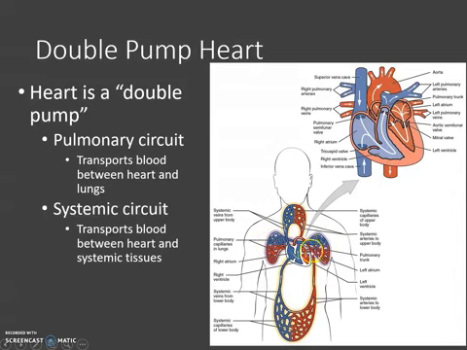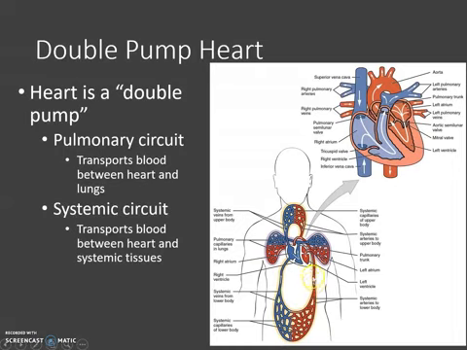So we call the two circuits the pulmonary circuit. Pulmonary refers to the lungs. And then the systemic circuit, which refers to the blood going everywhere else. And in this picture here, it's only showing one capillary bed, but in reality, the aorta, which is the major artery that carries oxygenated blood through the systemic circuit, would branch off into multiple smaller arteries that would go to specific tissues and organs in the body.